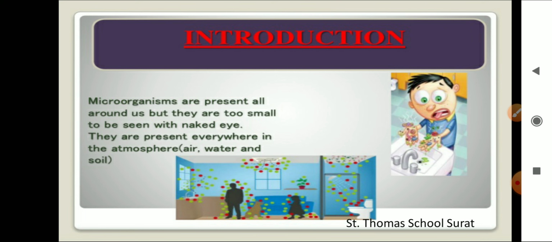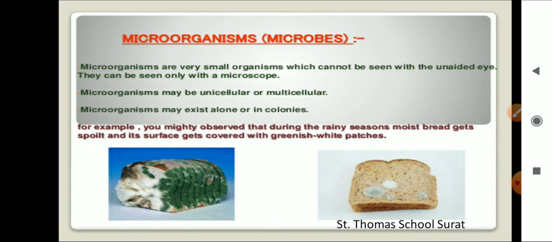Microorganisms are present all around us, but they are too small to be seen with the naked eye. They are present everywhere in the atmosphere, that is air, water and soil. Then we learned about microorganisms, or you can call them microbes. What are microorganisms?